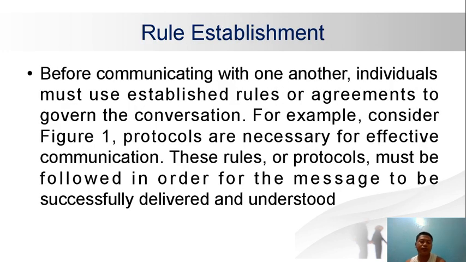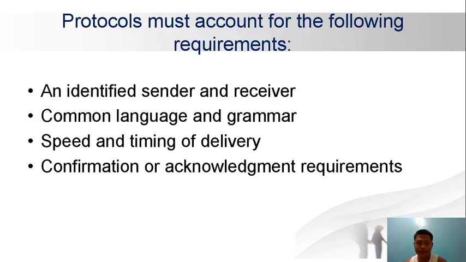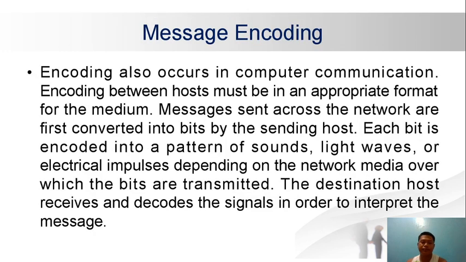Rule establishment. Before communicating with one another, individuals must use established rules or agreements to govern the conversation. For example, consider figure 1. Protocols are necessary for effective communication. These rules or protocols must be followed in order for the message to be successfully delivered and understood. Protocols must account for the following requirements. The first is an identified sender and receiver, common language and grammar, speed and timing of delivery, and the last is confirmation or acknowledgement requirements.